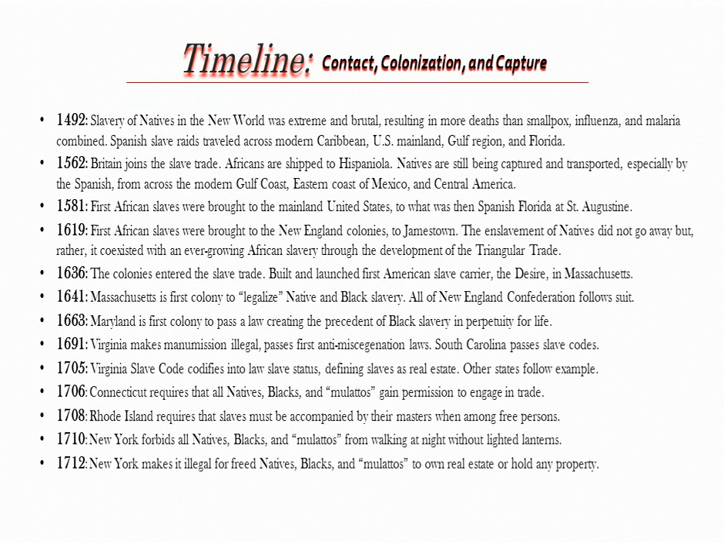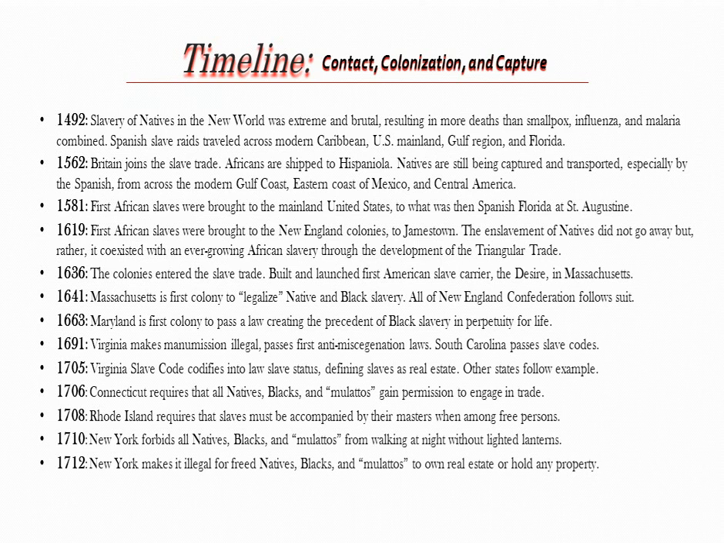Of course, it was already happening, but it began the process of codifying this institution into law. And right after, all of the New England Confederation followed suit. Many colonies joined this process in rapid succession. By 1663, Maryland is the first colony to pass a law creating the precedent of black slavery specifically to be in perpetuity, for life.